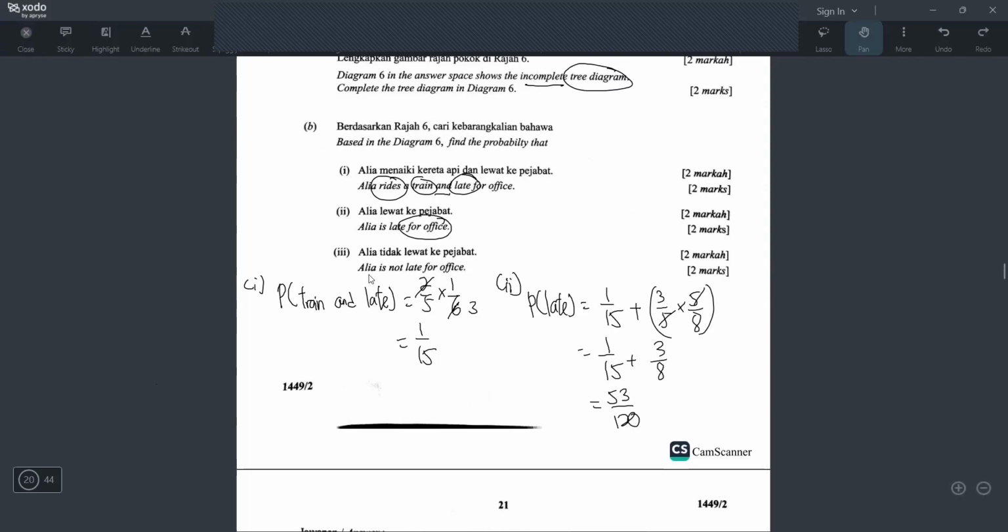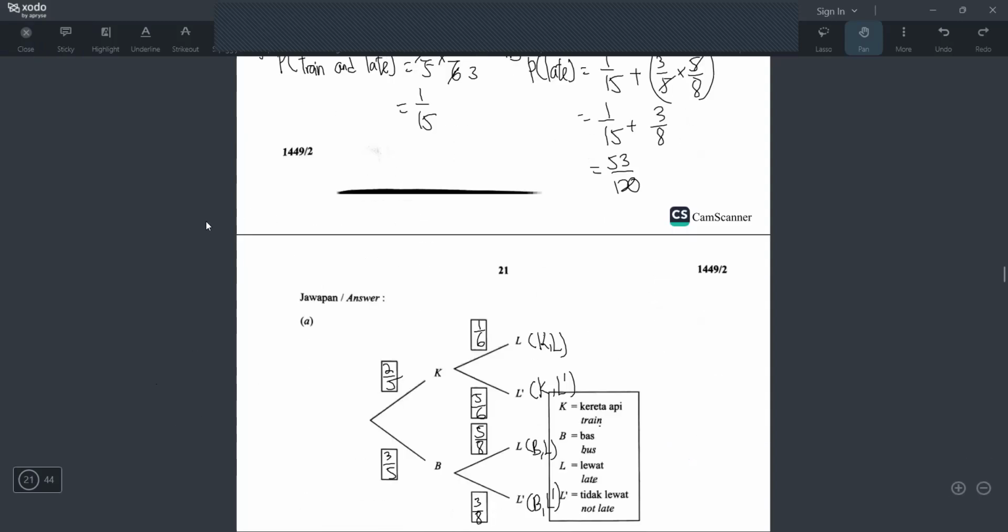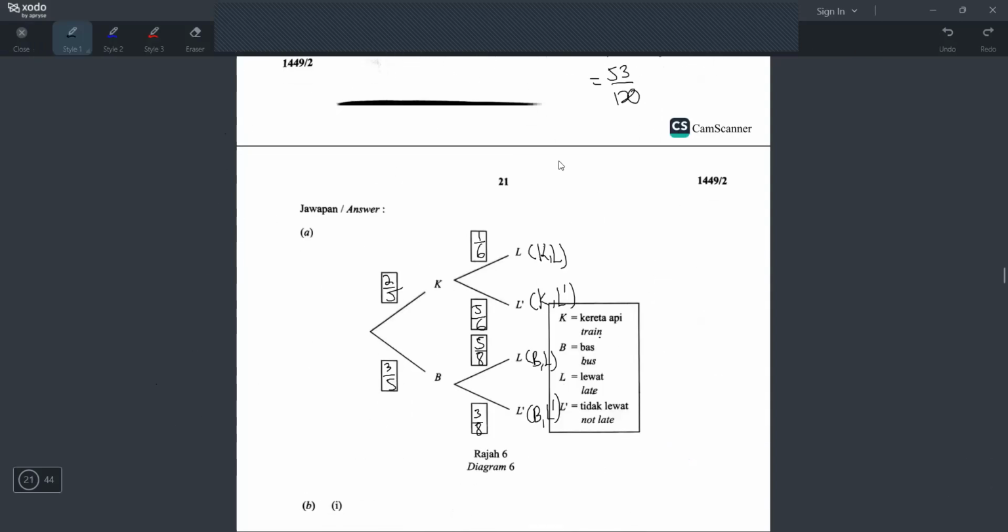Okay, last question. Alia is not late for office. So let's see, what is Alia not late? I'll just do it here, not enough space. So probability of not late. Which one is it? 1, 2, 3, 4. Which one? This one cannot, because this one is late. This one can because it's not late. This one late, so cannot. This one not late, so this one, right? So what we have to do is take 2 over 5 times 5 over 6 to get this probability, and then plus 3 over 5 times 3 over 8 to get this probability, and then plus them together to get the answer, okay?